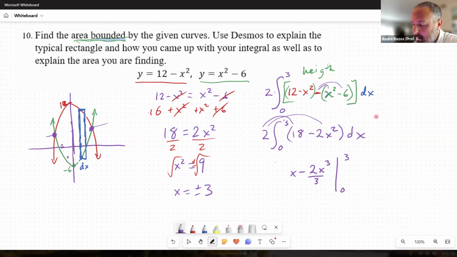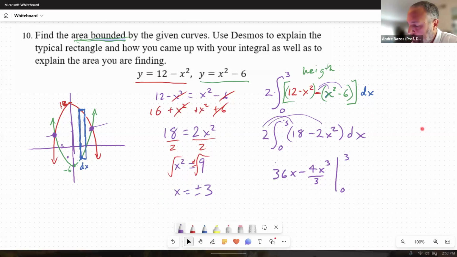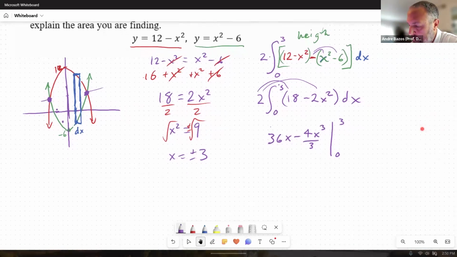So this is 36, and this 2 becomes 4. Make this easier on me. Go 4. All right. There's that. I did the integral. Now I need to apply it. Now remember that 2 came from, I am doing the integral from 0 to 3, and I multiply by 2 to get both pieces. I'll show the symmetry better in Desmos after this.